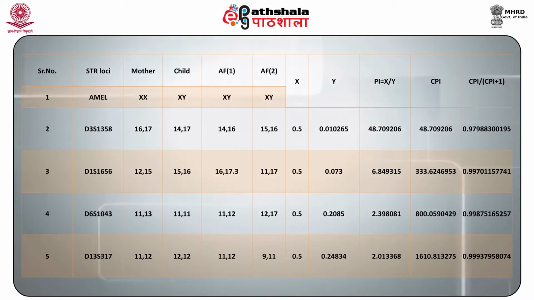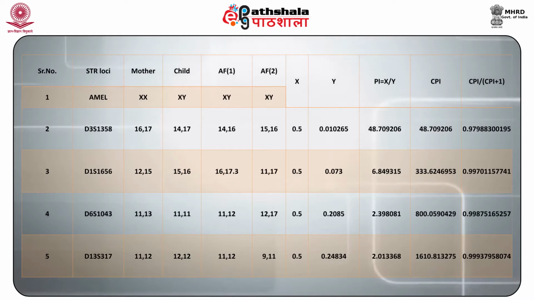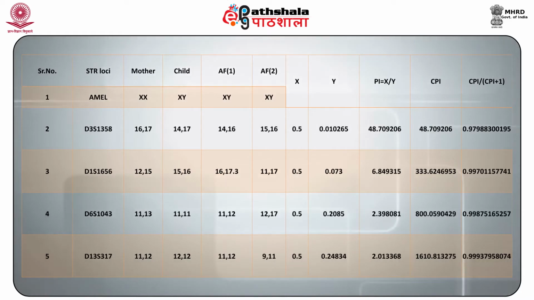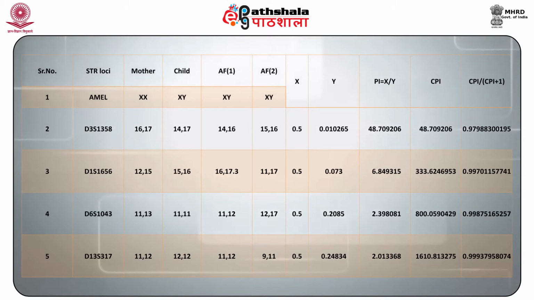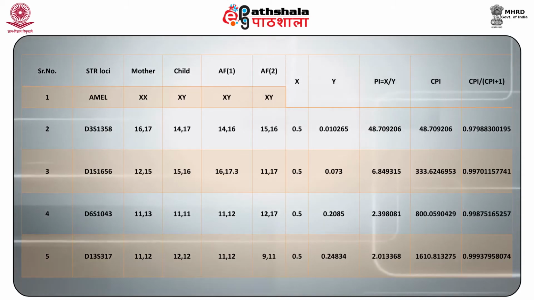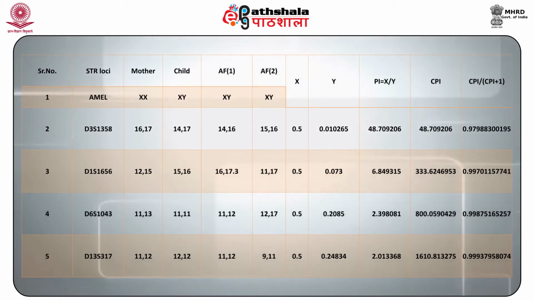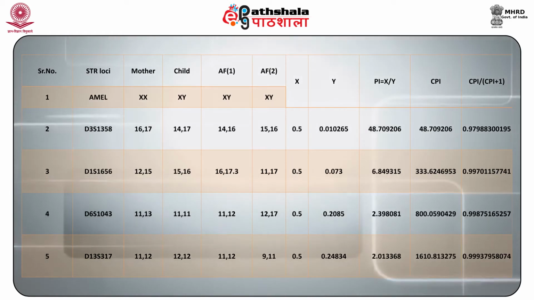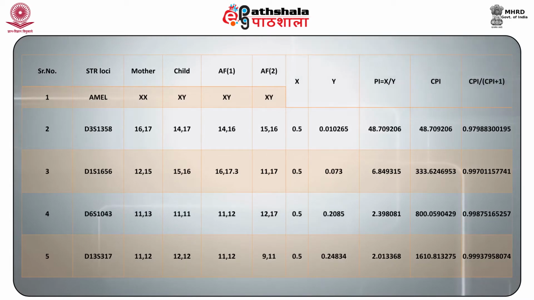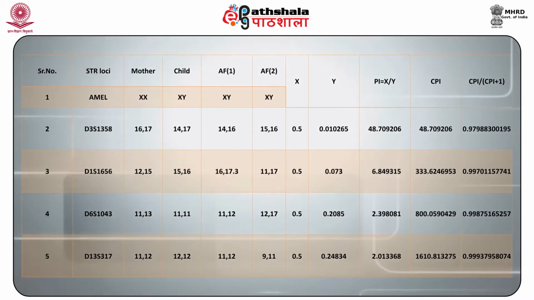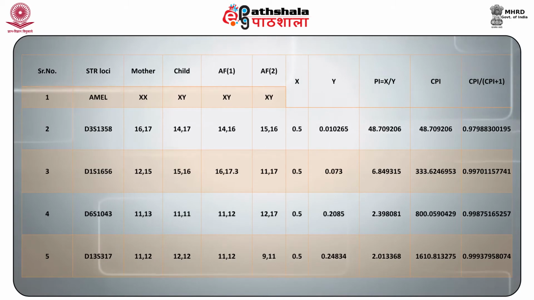At serial number 2, under column XX, allele 17 has been transferred to the child, and the 14 allele should come from the father. The alleged father 1 has allele 14, it means he can transfer this allele to the child, whereas alleged father 2 is lacking this allele. It means he is not the father of the child.